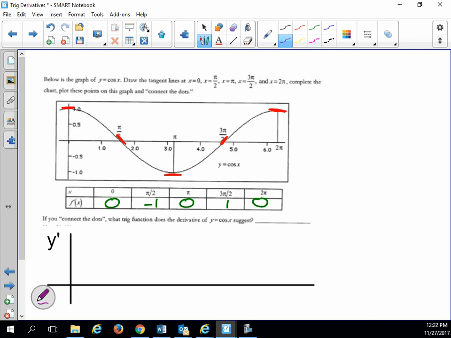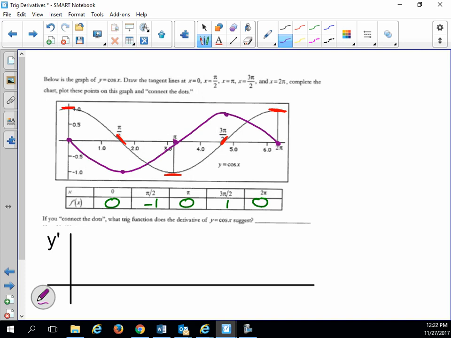And I'm going to draw on here. At 0, I'm at 0. At pi over 2, I'm at negative 1. At pi, I'm back at 0. At 3 pi over 2, I'm at positive 1. And at 2 pi, I'm back at 0. So now I'm going to draw this.